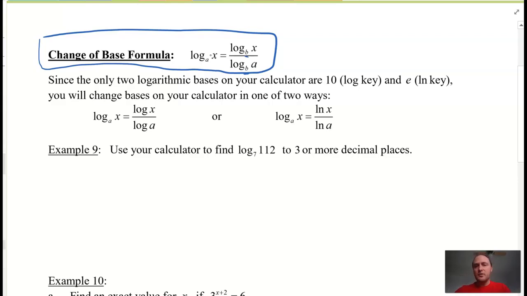Now, this is useful for calculators that don't have the ability to input a different base. Well, our calculators do. So we're lucky there, but just note that this is a property that you might see pop up, okay? And the common ways to rewrite this are with log base 10, so log, again, base 10 here, and then log base e.